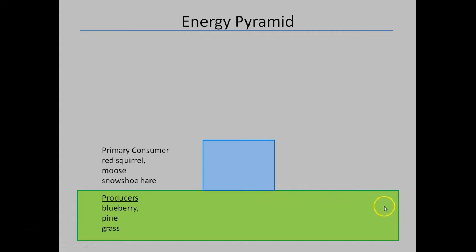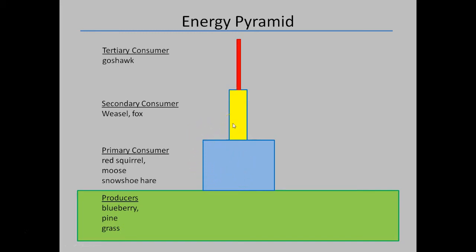We notice if we look at the size of this, and then we look at the size of this, our primary consumers are much smaller than our producers because only 10% of the energy from this trophic level is transferred to that trophic level. Now when we look at our secondary consumers, again, this trophic level is much smaller than that one in terms of size because only 10% of the energy here is transferred to there. And finally, we have our tertiary.